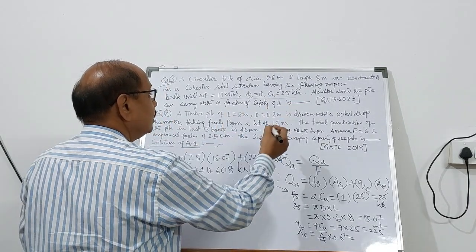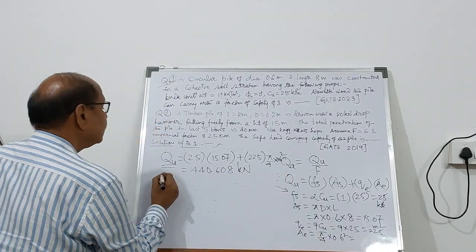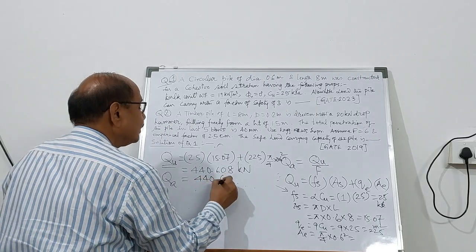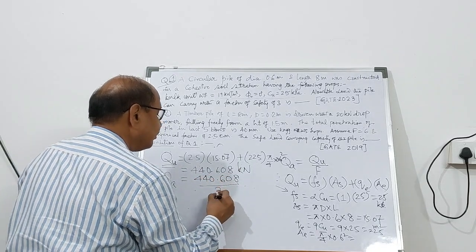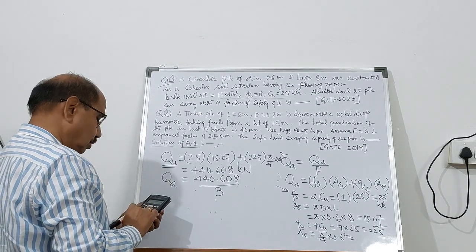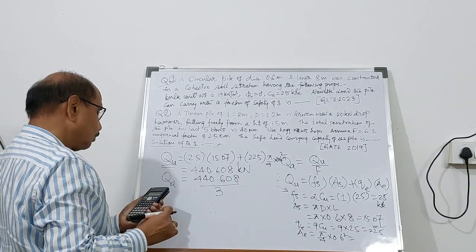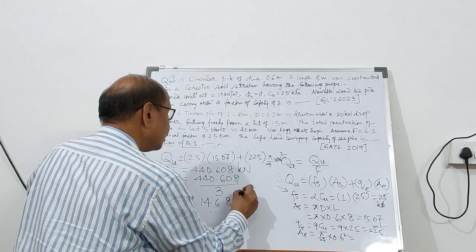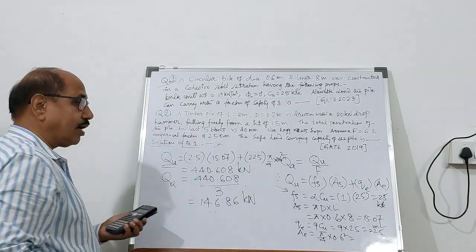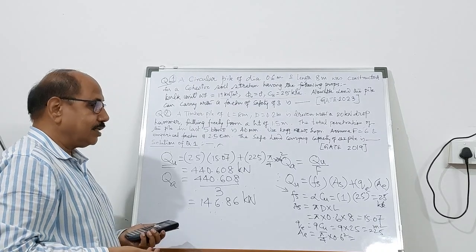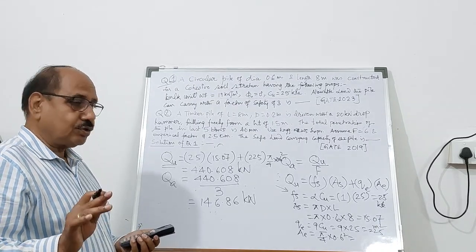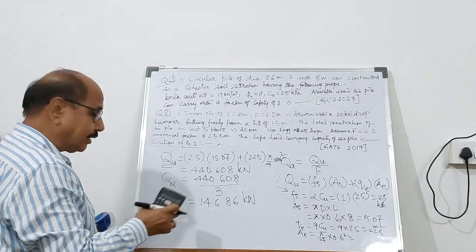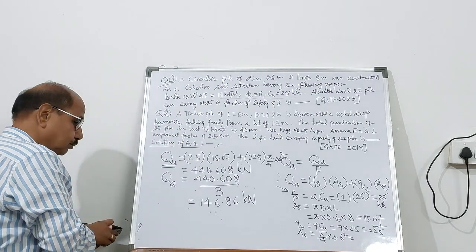But in this question, you have been asked to find out the allowable load. So the allowable load is going to be 440.608 kilonewton divided by the factor of safety 3. This gives you 146.86 kilonewton. So that is the answer of question number 1. You can solve it very easily in the examination. In the previous video also, we gave you the theoretical background for this. Now we will go to problem number 2.